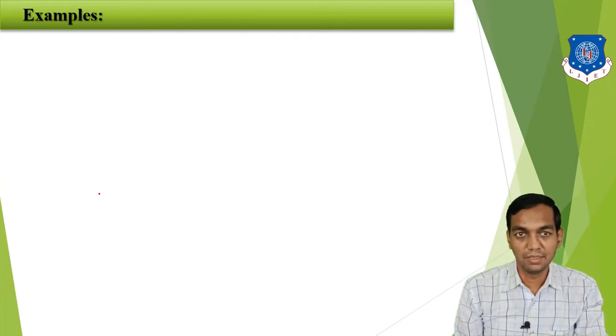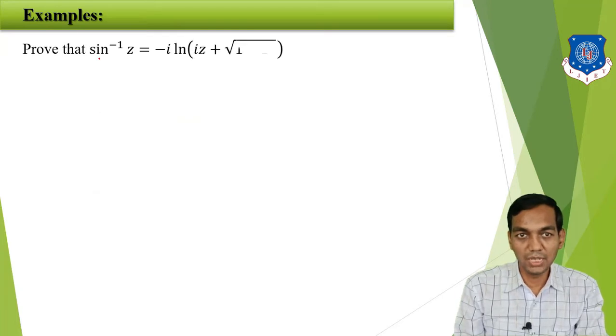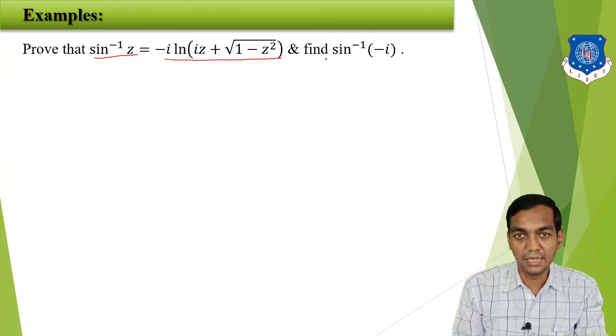Done. Now prove that sine inverse of z is equal to minus i into log of (iz plus under root of 1 minus z square), and find sine inverse of minus i. Okay, so we are starting with the solution.